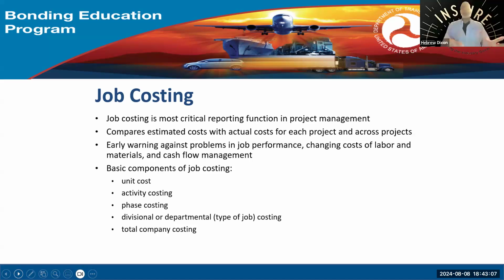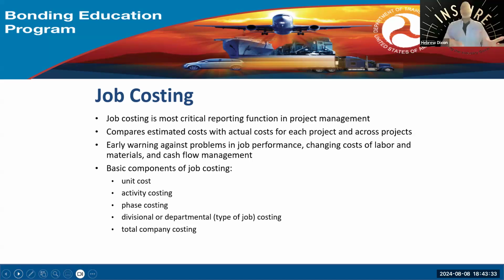So job costing is this thing that sometimes people are like, what is that? What does that really mean? Well, estimating happens when you put the job together, right? And some bigger companies have cost departments where all they do is cost for the whole project. What this slide is hoping you begin to understand is, as bullet one says, job cost is the most critical reporting function in project management. Huge, right?